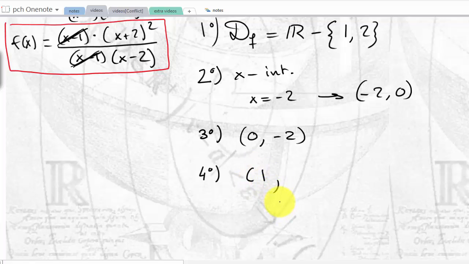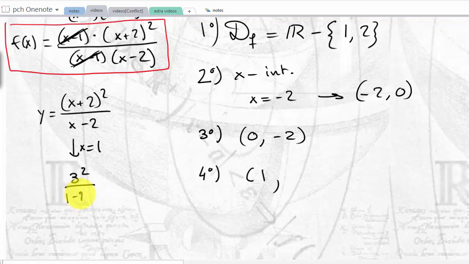What's the y-coordinate of the hole? Well, now if you look at the simplified expression, x plus 2 squared over x minus 2, it's defined at x equals 1, right? Therefore, you can find the y-coordinate of the hole just like that. So it is 1 plus 2, 3, so 3 squared over 1 minus 2, so it is negative 9. The hole in the graph has coordinates 1, negative 9.